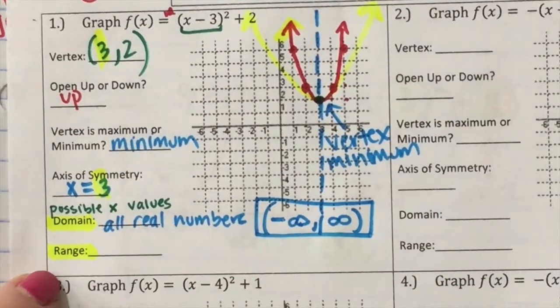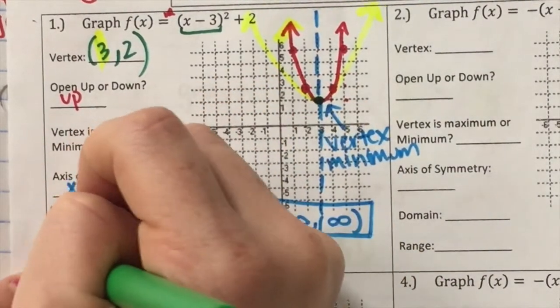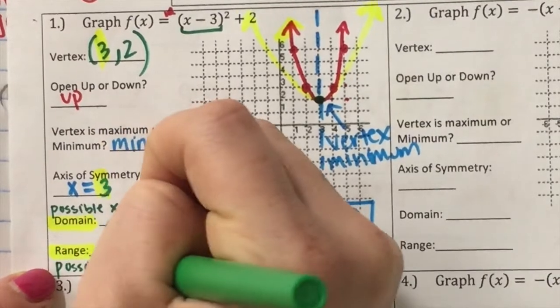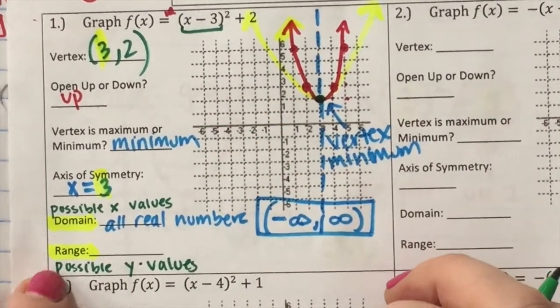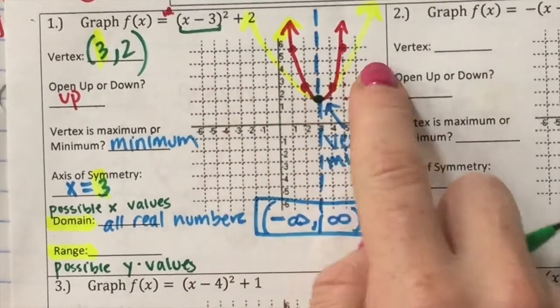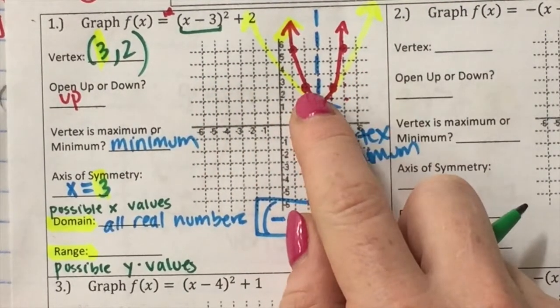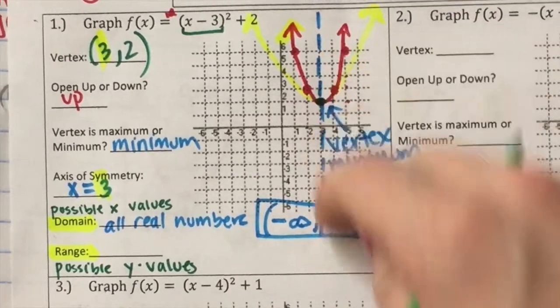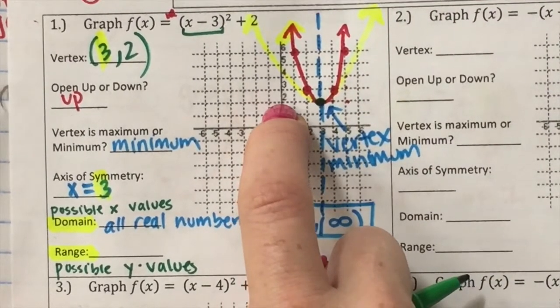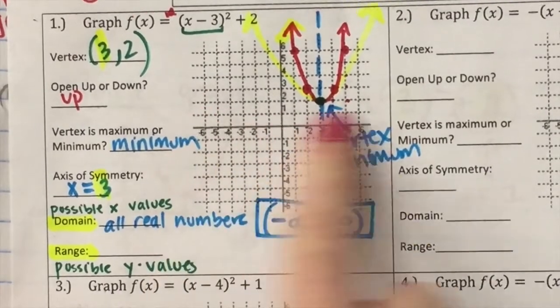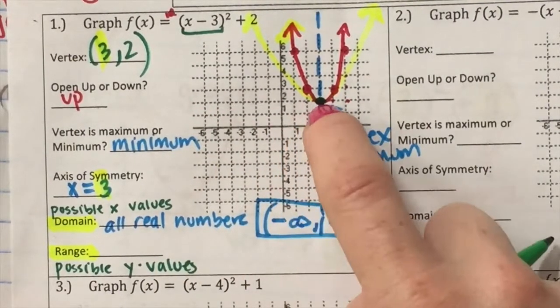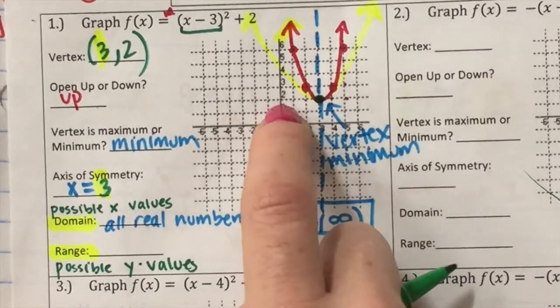Now the range is the possible y values. Okay, this one's a little bit different. If you look at our graph here, the parabola can't be less than where y is equal to 2. Like all this stuff down here, there is no parabola. So y actually has to be greater or equal to 2.